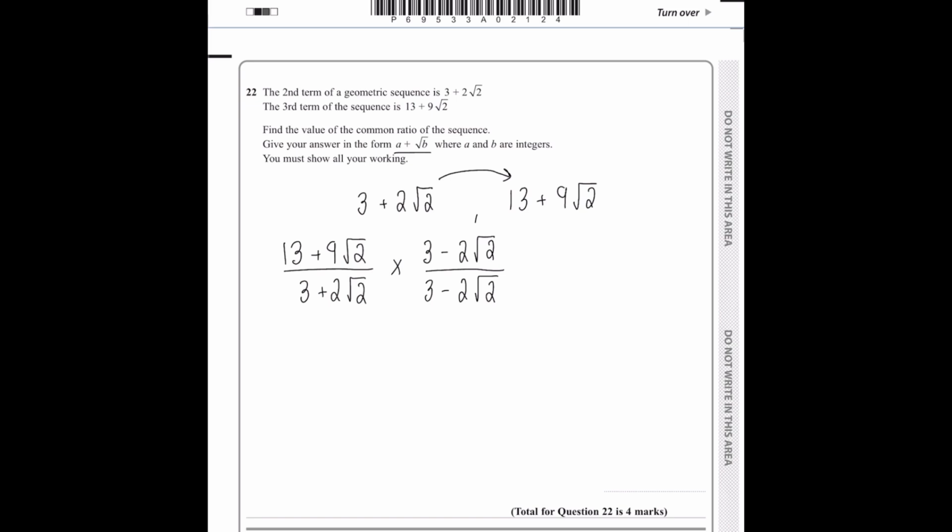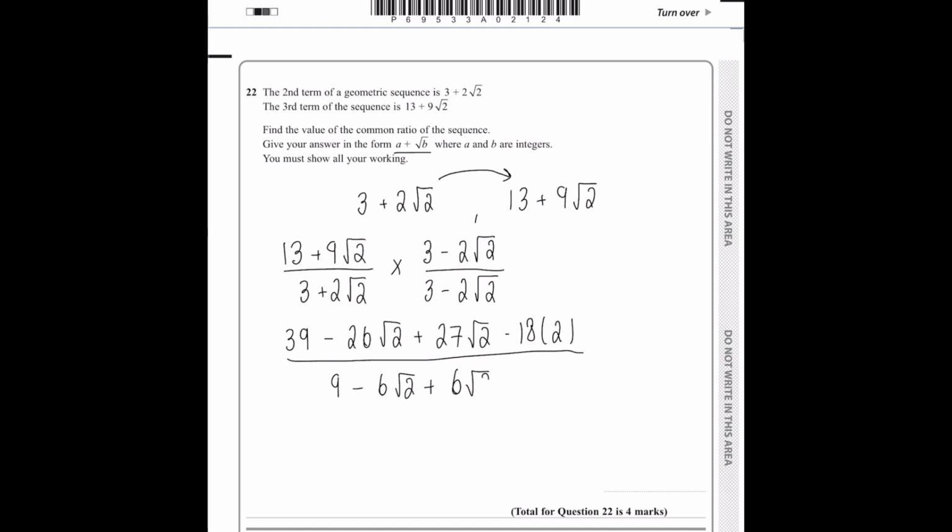So if we expand the top and the bottom, we get 39 take away 26 root 2 plus 27 root 2 take away 18 lots of 2. Then in our denominator, we get 9 take away 6 root 2 plus 6 root 2 take away 4 lots of 2. So then if we look on the bottom, negative 6 root 2, positive 6 root 2 cancel out. So then on the bottom, we're left with 9 take away 8, which is just equal to 1.